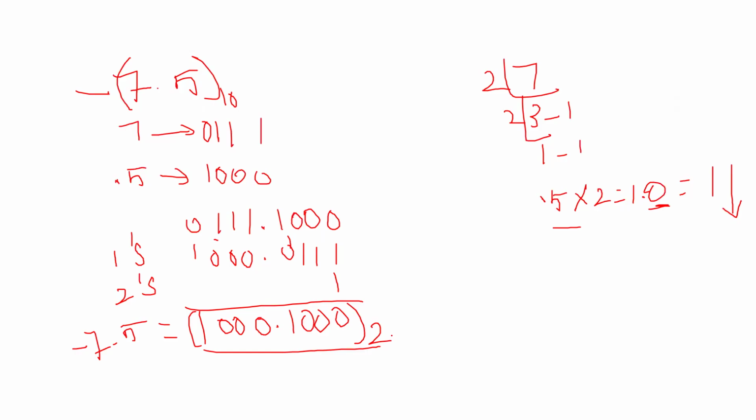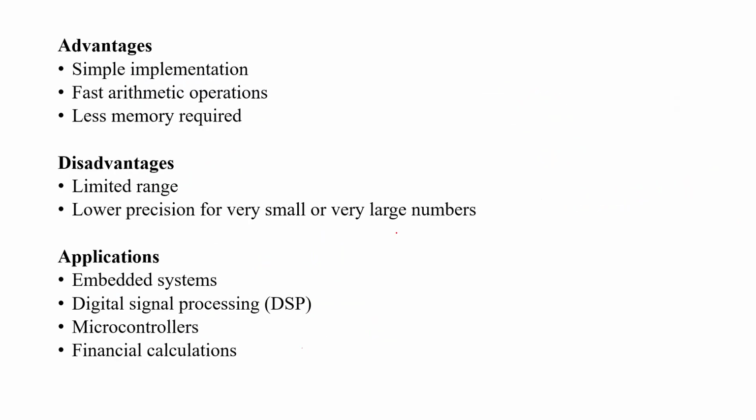Now we are going to move to the floating point representation. Next one. Okay. But before that, just we'll see what are the advantages. Simple implementation, fast arithmetic operations. It's fixed point only, no problem here, less memory required. Disadvantages: limited range, lower precision for very small and very large numbers. Applications where we will use: embedded systems, digital signal processing, microcontrollers, and financial calculations.